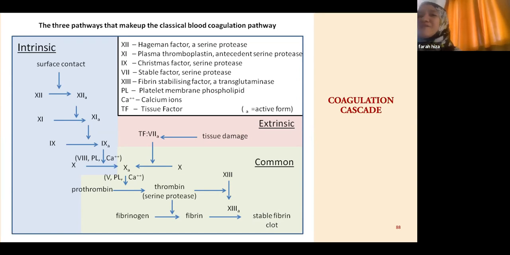So it is more affected at the extrinsic and the common pathway, which will affect either the APTT or PT. We know that intrinsic factors affect the APTT more, while extrinsic or common pathway factors affect the PT more. So once there is vitamin K deficiency, these factors cannot play their role in the coagulation process, and that is why it can cause bleeding. Okay, next.